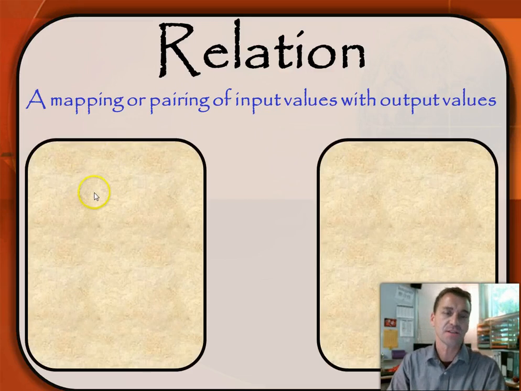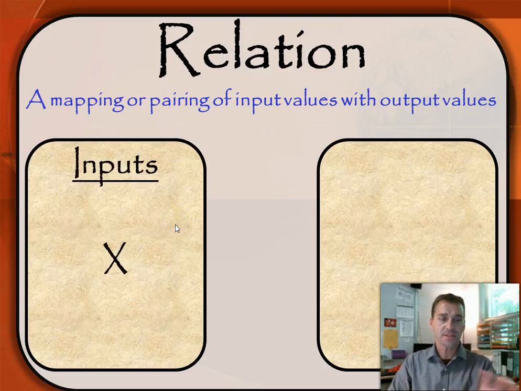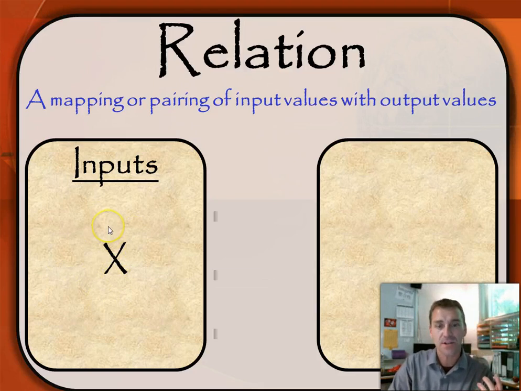And many times you'll see this thing called a mapping diagram where you put an oval over here and over there, or a box, it doesn't matter. This side is going to be the inputs, and the left side is typically X's. When I say typically, it's always the X's. The inputs in any type of relation or function that we talk about is always the X value. Always.